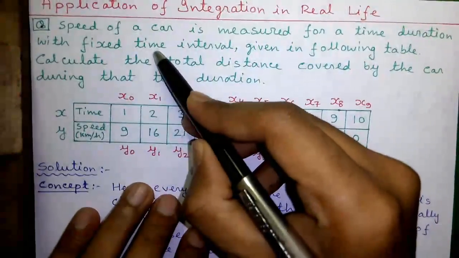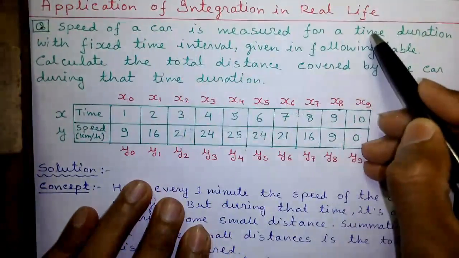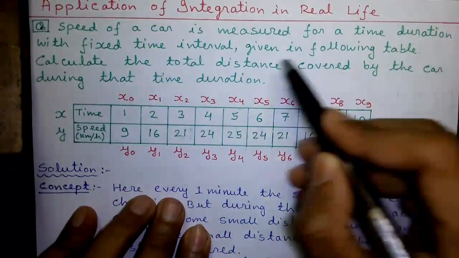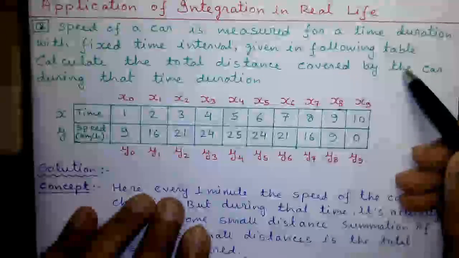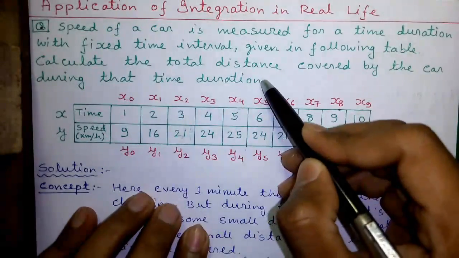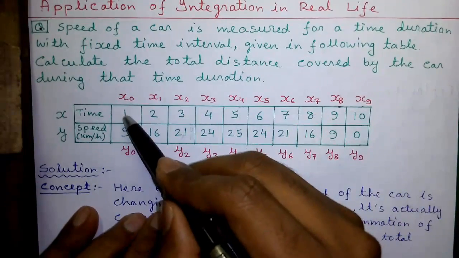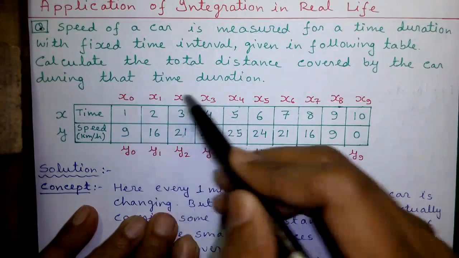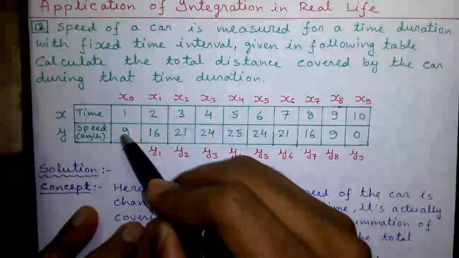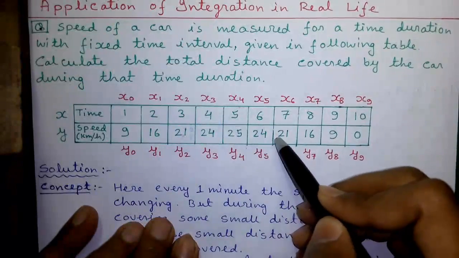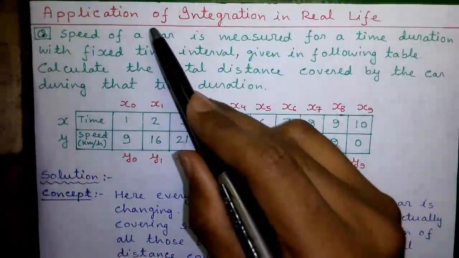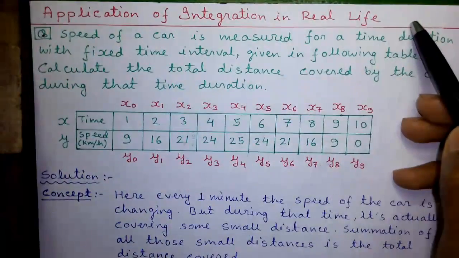Now let's move to the question. The speed of a car is measured for a time duration with a fixed time interval, given in the following table. Calculate the total distance covered by the car during that time duration. You can see the speed of the car is measured every 1 minute, starting from the 1st minute to the 10th minute, and accordingly the speed for each minute is given. So this was the question from my previous video, application of integration in real life.